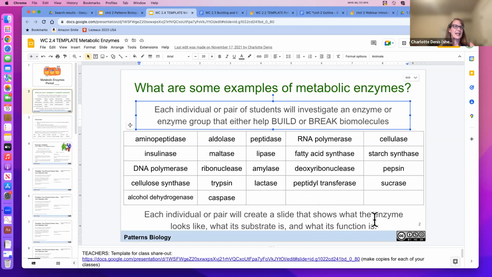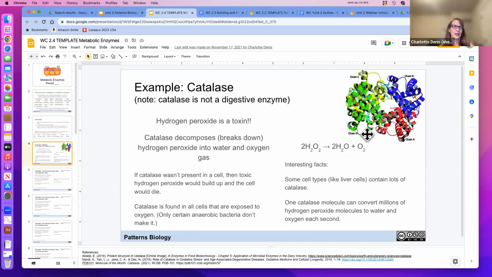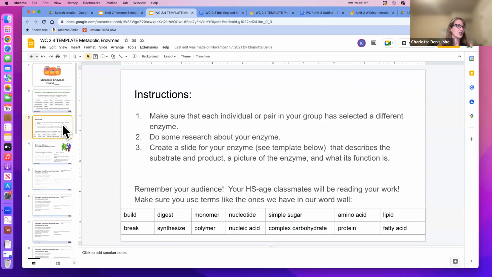And then I asked them to find out what a picture of that enzyme is, so they can see a model. Almost all enzymes now, because of the computer modeling that's available, if you have the amino acid sequence of an enzyme, you can generate what the physical structure of that would look like. And so you see an example here of catalase. And then the last thing we ask them to do is to find out what the function of that thing is.